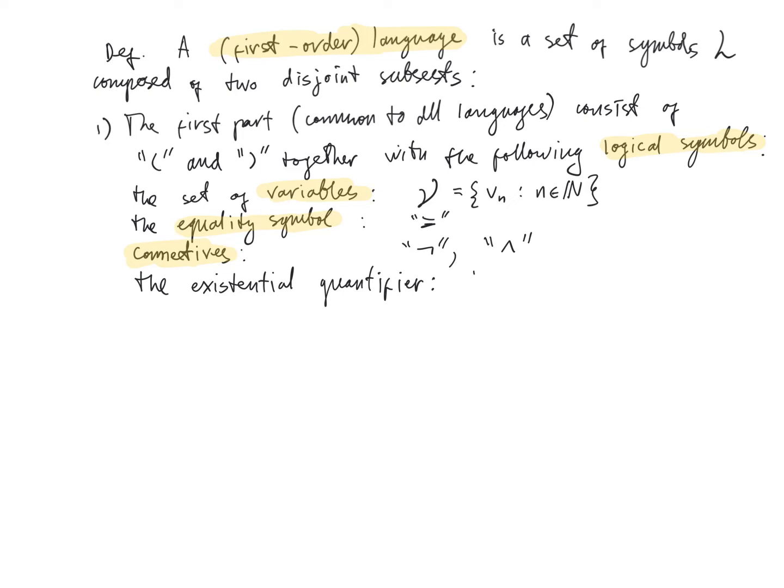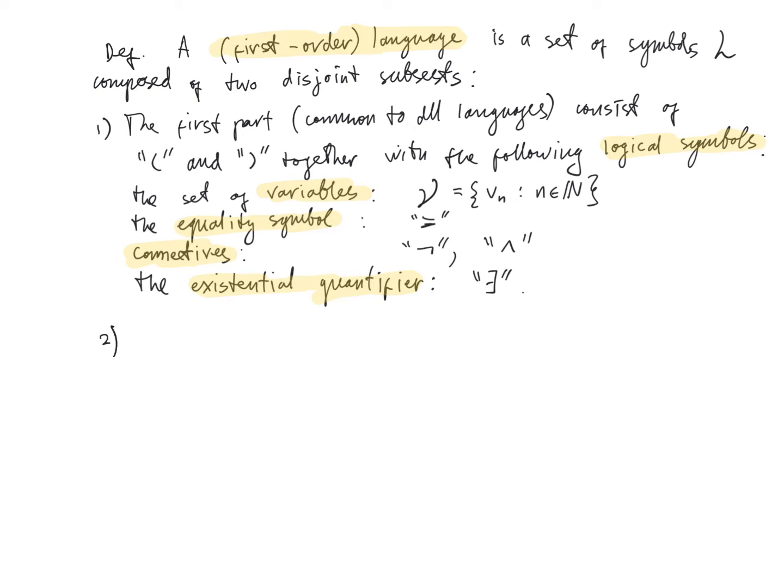Which is represented by the reflected symbol, capital letter E, and is read as "there exists". So note that all of these are just elements of some abstract set L. There is no meaning attached to any of them.